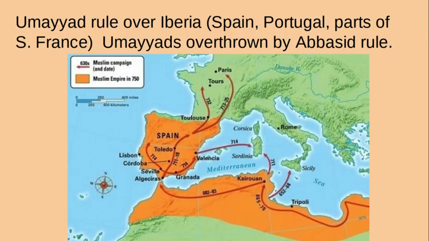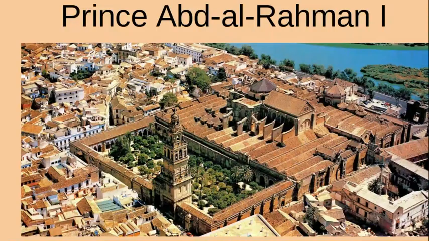Here, let me show you this. So the Umayyads established their power then in the Iberian Peninsula. So that's part of Spain, Portugal, a little bit of southern France, and all because they were overthrown in the Middle East by the Abbasid rule. So that's how Muslim people get over into that area of Spain and the Iberian Peninsula. So who's the guy who basically starts all this? It was a prince, Al-Rahman I.